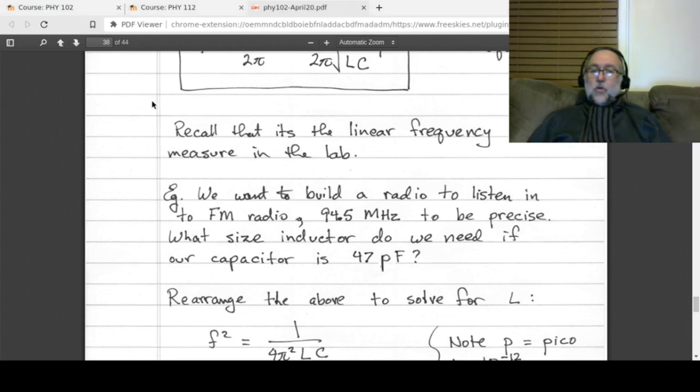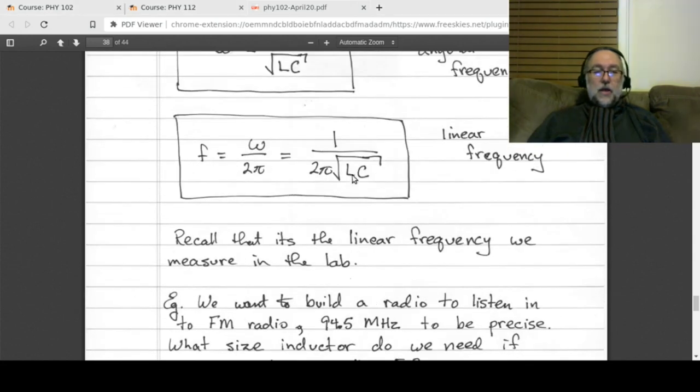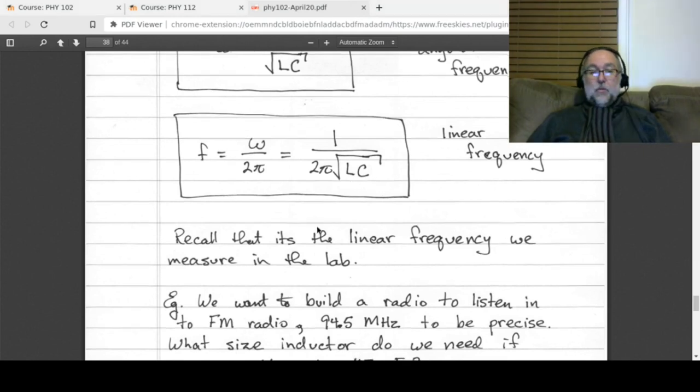And so the question is, basically, we're going to use this equation here. And you know the frequency. I told you it's 94.5 megahertz. And I tell you the capacitor, we want to solve for L.